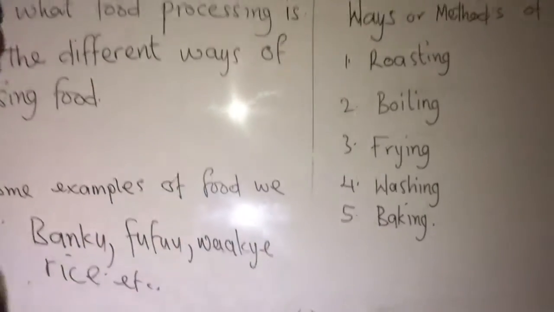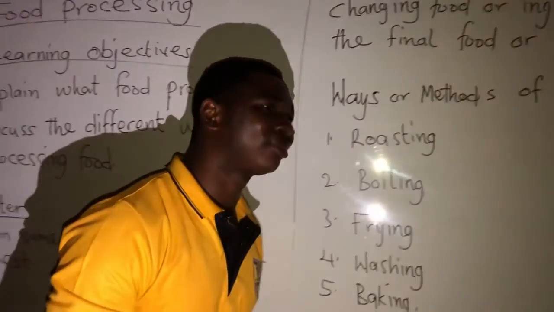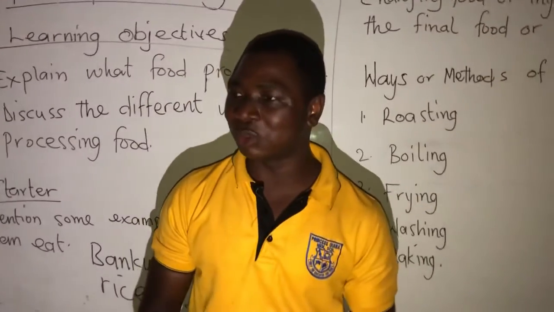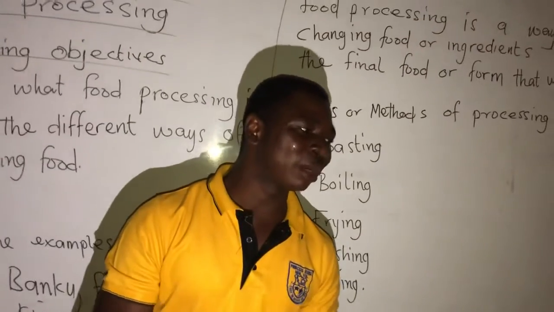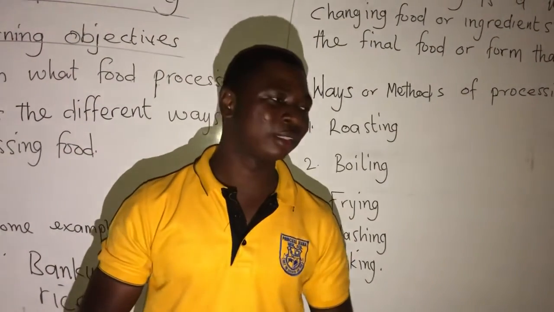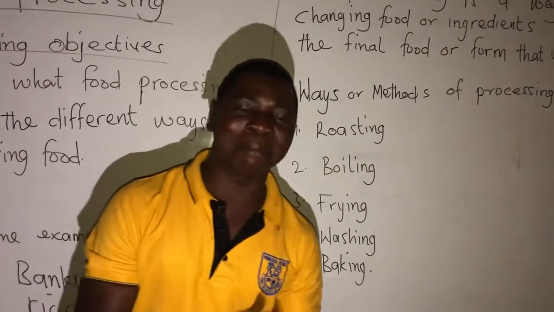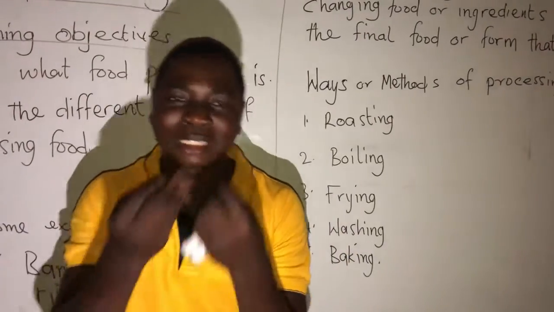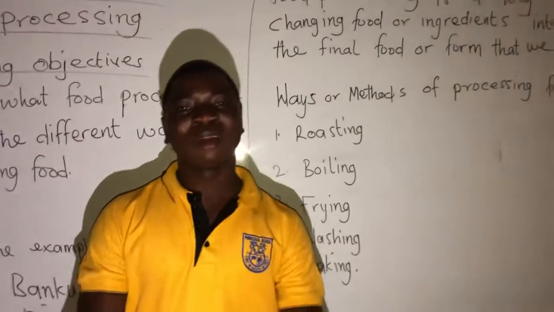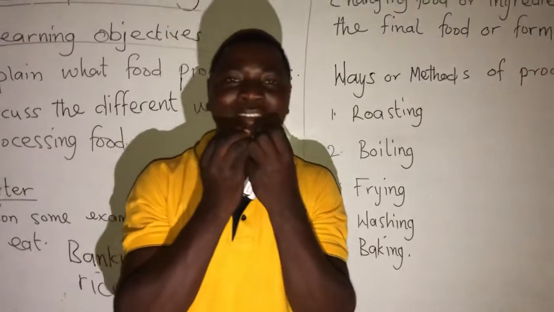So, what is food processing? We said that before we eat the food, we can't just take the food and eat. We have to do something about the food. To do something about the food is what we call food processing. When we take yam, can we just take the raw yam and chew? No. We have to do something about the yam. When we take rice, can we just start eating it like that?